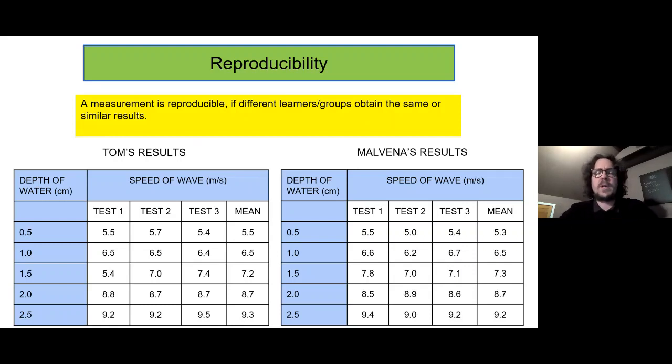What that refers to is, if another group does the experiment, did they get similar outcomes? If they followed the same method and used the same equipment, for example, did they discover similar outcomes and results? To look at that, we can look at the mean on both. You can see here you've got 5.5 and 5.3, 6.5 the same on both, 7.2, 7.3, 8.7. So what does this tell us? It tells us that the reproducibility is very good. The results are reproducible because two different groups obtain very similar values. So that is what we mean by reproducibility.